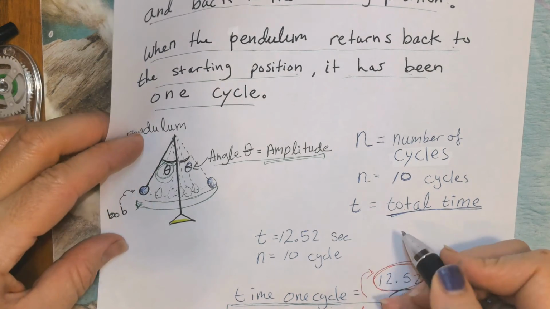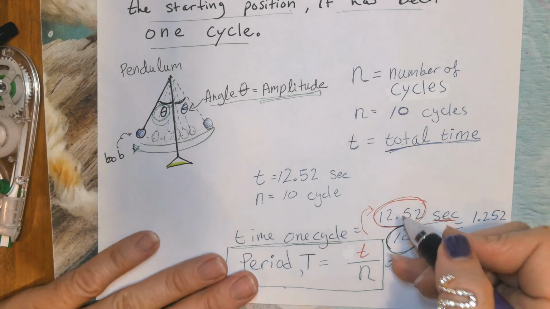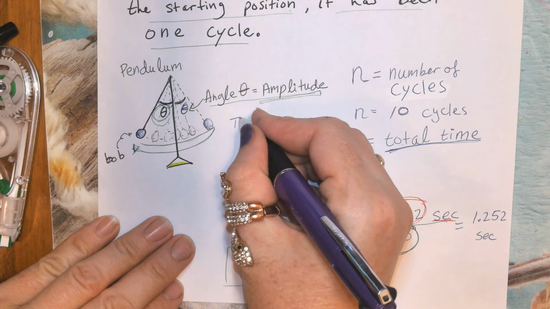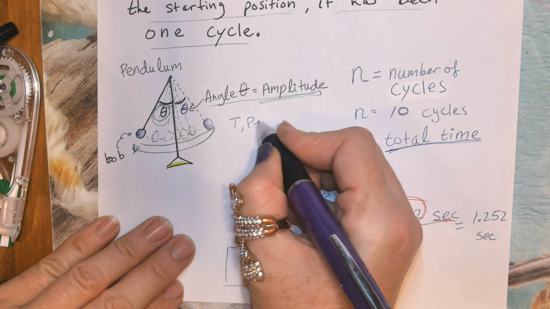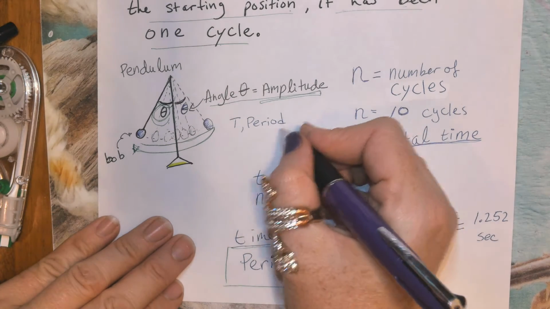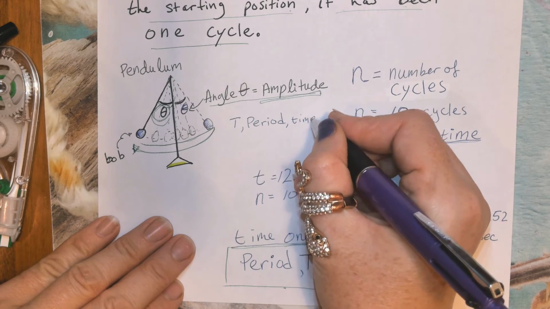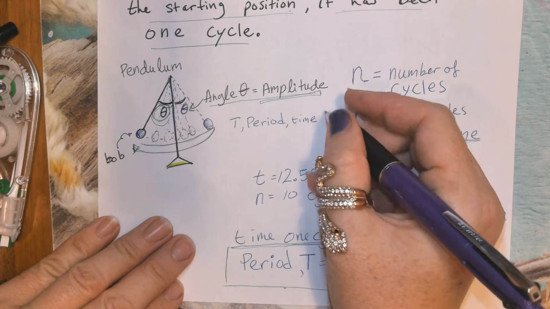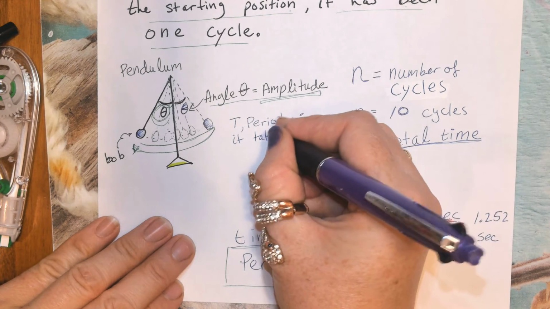But in our pendulum lab, we wanted to calculate the period of the pendulum. Please remember that we let capital T stand for the period. And the period was the time it takes for one cycle. Please make sure you understand and have that in your notes. The time it takes for one cycle.